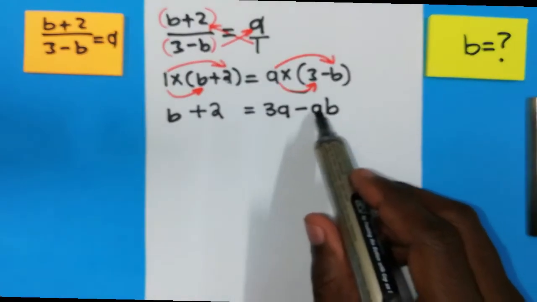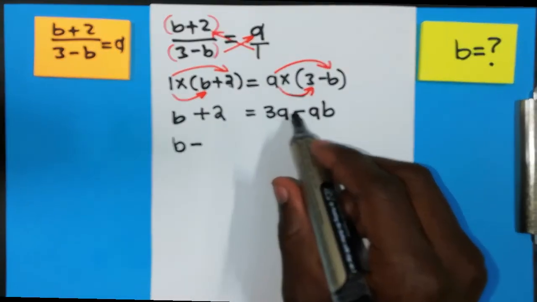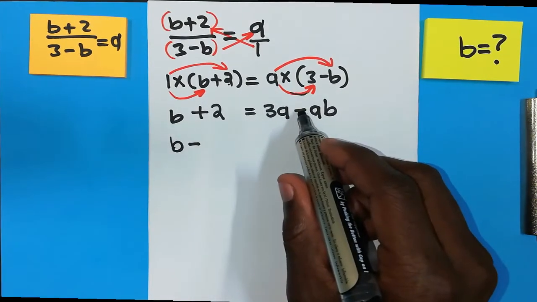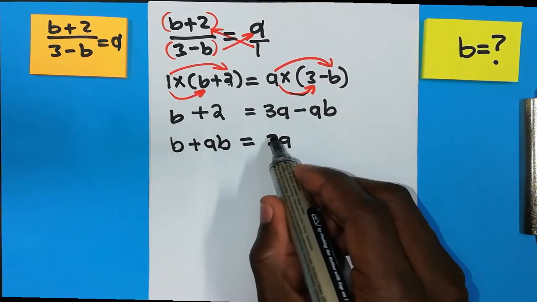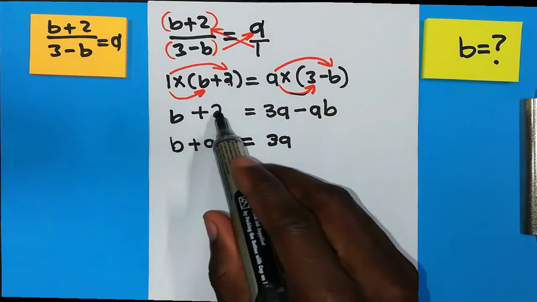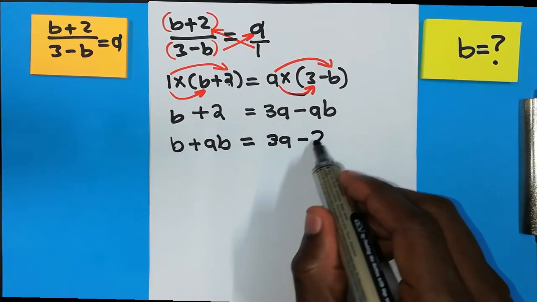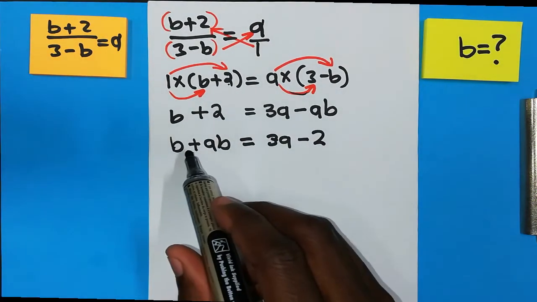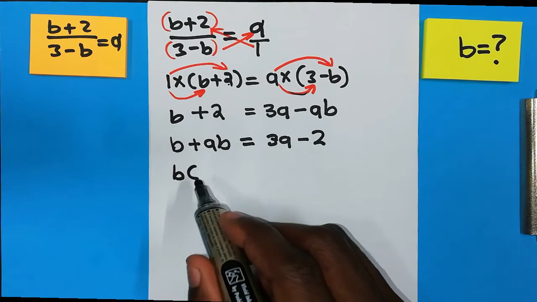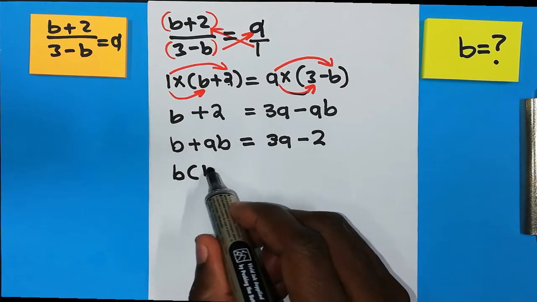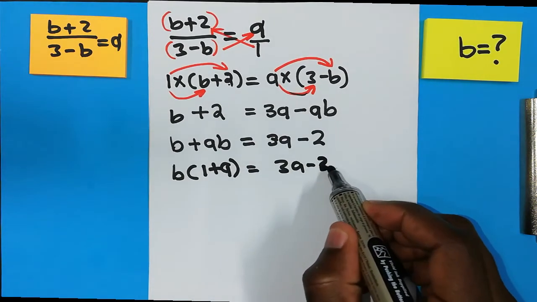All right, so I'm going to take minus ab to the other side. So I have b. When I take minus ab to the other side, when I transpose it, it changes the sign to a positive. Okay, so this side I have 3a. So I'm going to take this positive 2 to the other side. When I transpose it, it will be a negative 2. Okay, good. So what I can do here, since I'm looking for b, I can take out b as a common factor. So I will have 1 plus a. So this one will remain as 3a minus 2.